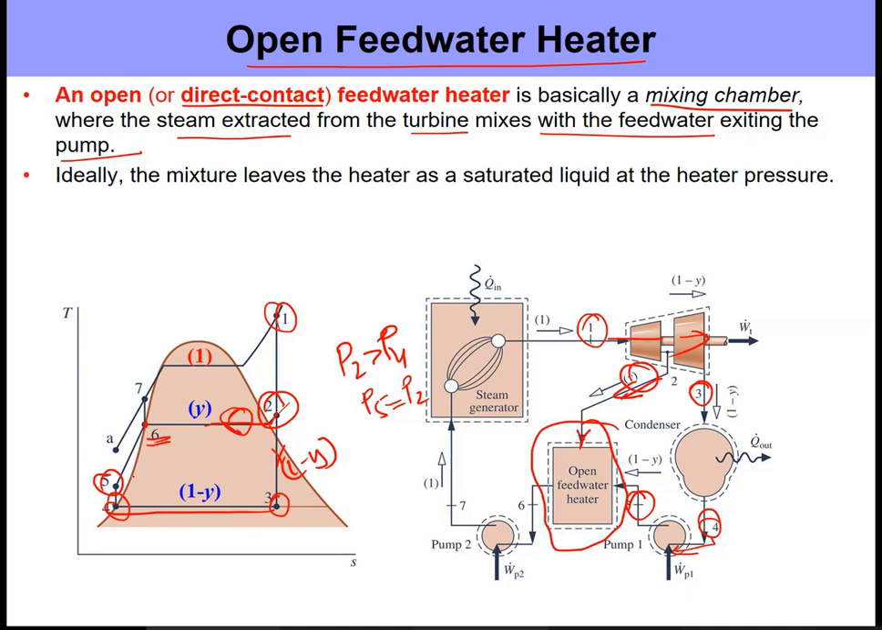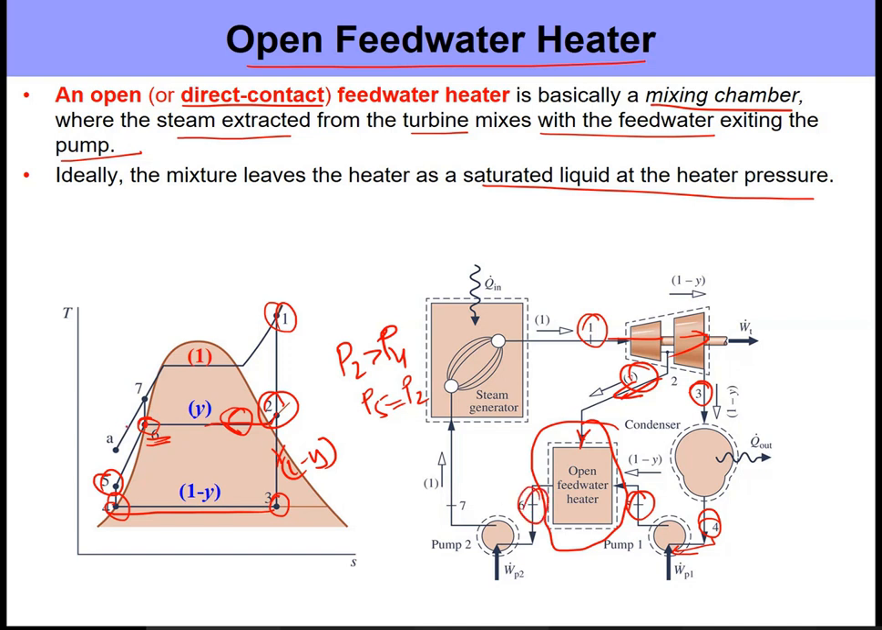Now it does not always have to be saturated liquid. It could be slightly compressed liquid or maybe a mixture, but we always try to ensure that it leaves as a saturated liquid. We don't want it leaving as a mixture at the end of the feed water heater, simply because it has to go to a pump. So if nothing is given, you can confidently assume that at the exit of the feed water heater, we have saturated liquid. So it comes out at state 6.